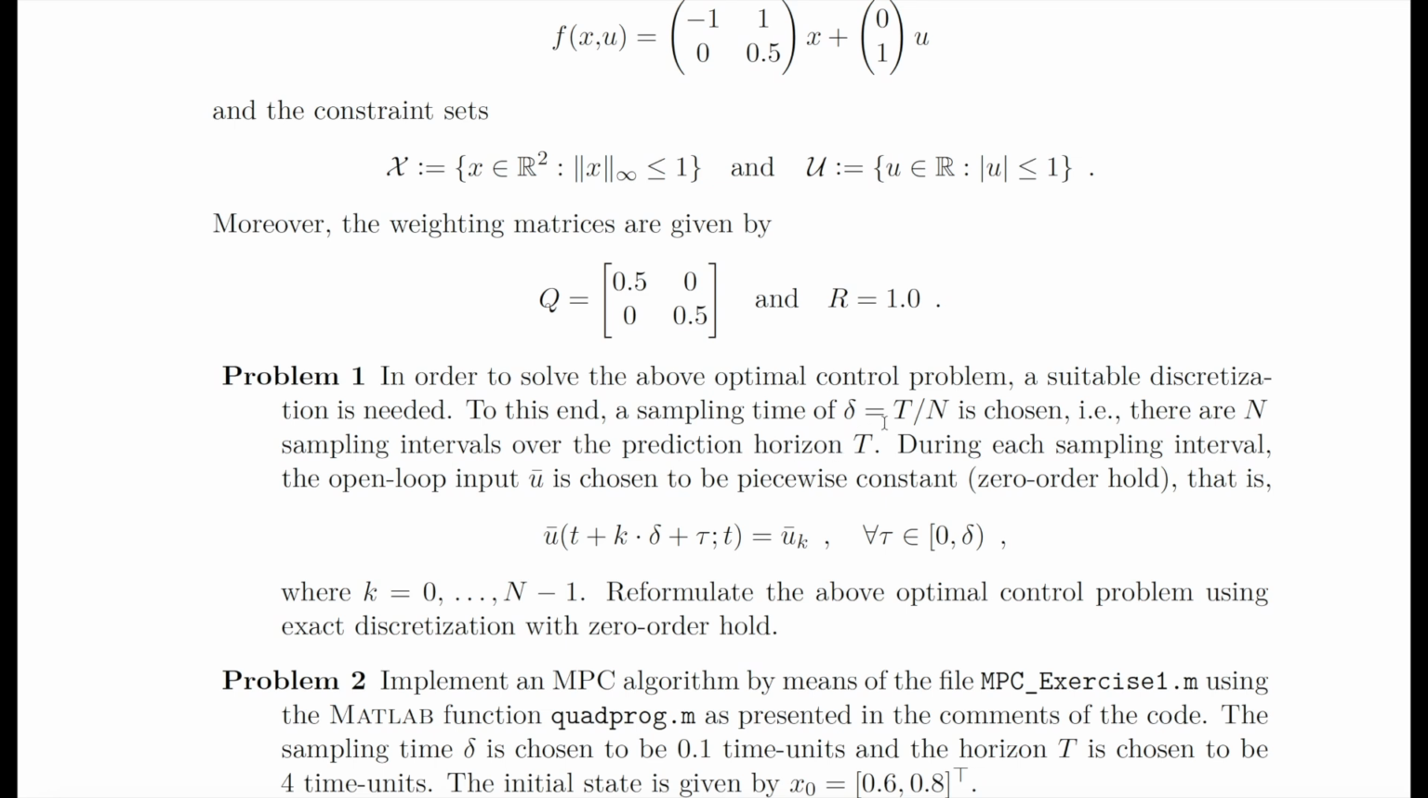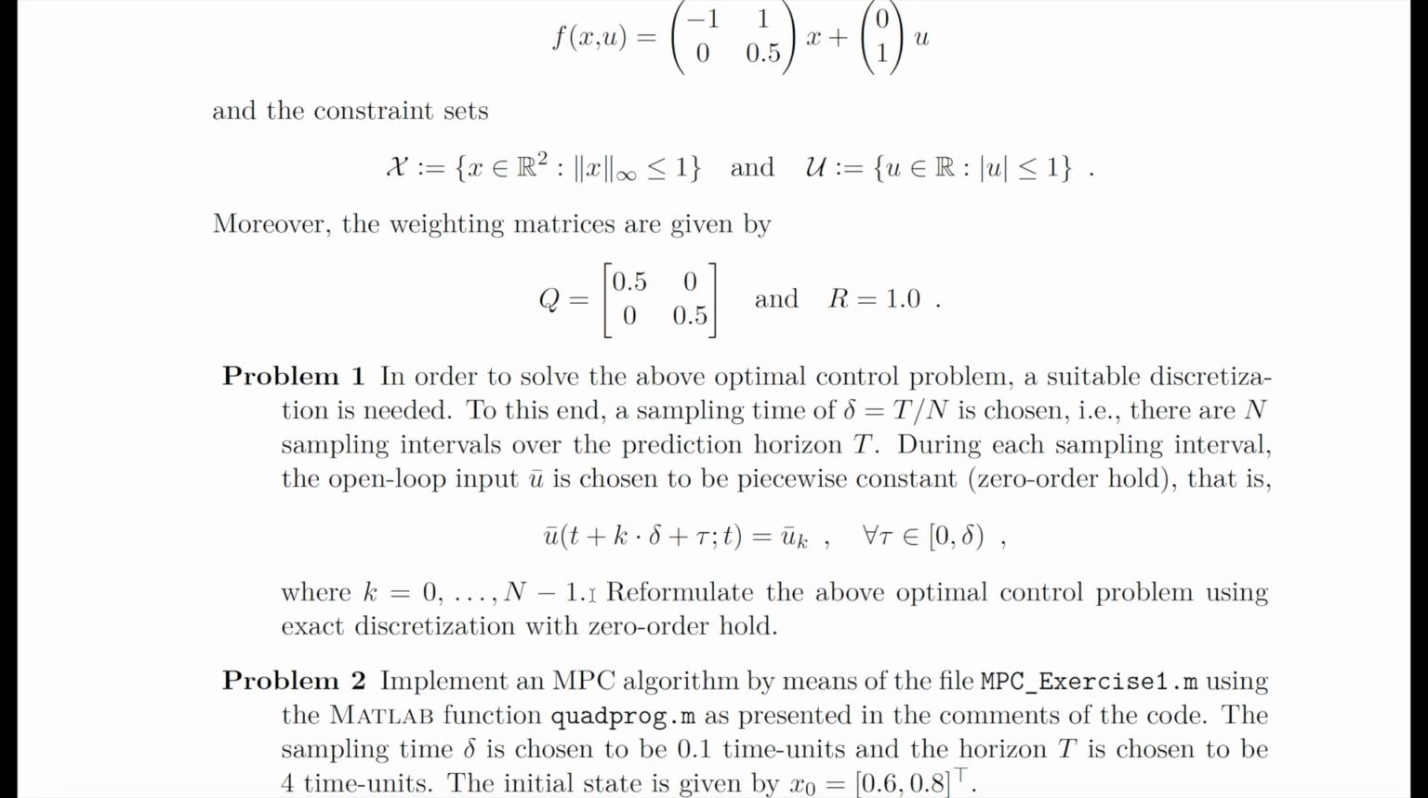So during this sampling interval, we will have to find an open loop input that is piecewise constant, as if we are using zero order hold and discretized digital systems. So between two samples, or during the sampling time, the input is kept constant, where k goes from 0 to N minus 1. So we want to discretize this problem.